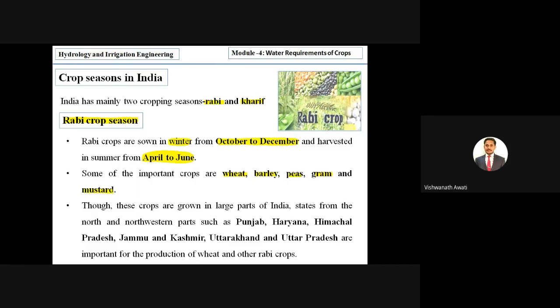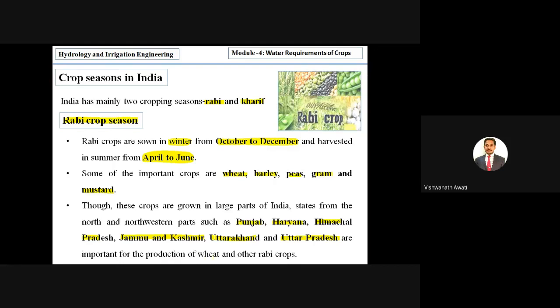And if you see the locations, though these crops are grown in a large part of India, states from the north and northwest parts such as Punjab, Haryana, Himachal Pradesh, Jammu and Kashmir, Uttarakhand, and Uttar Pradesh are important for the production of wheat and other Rabi crops.